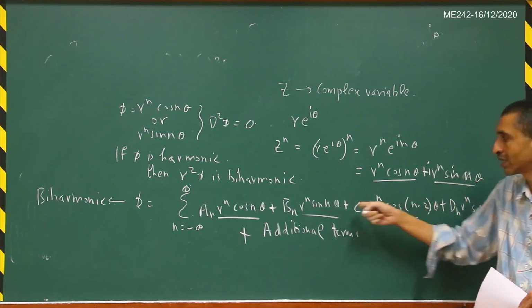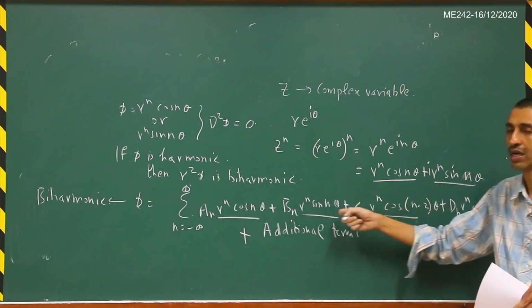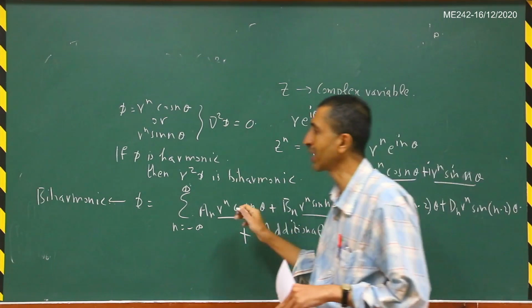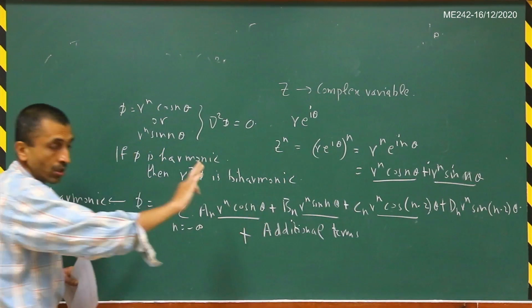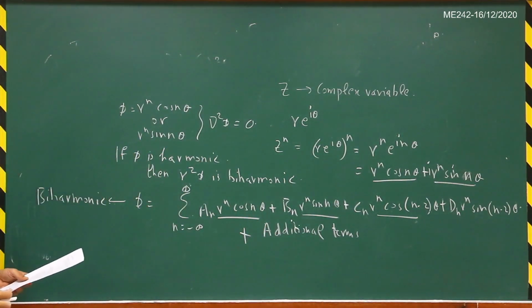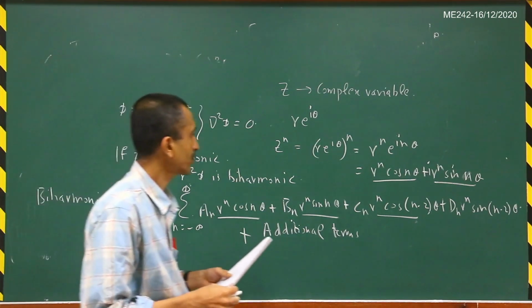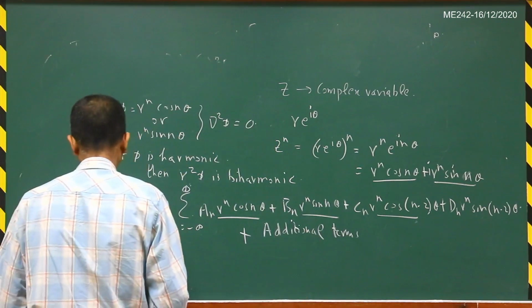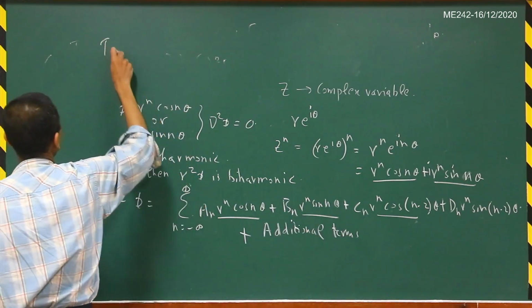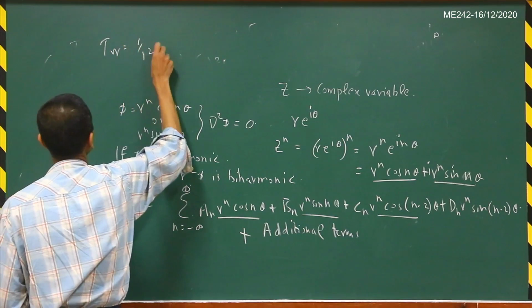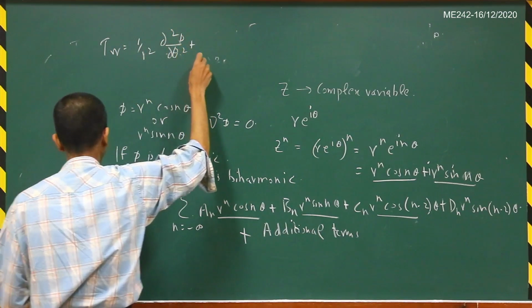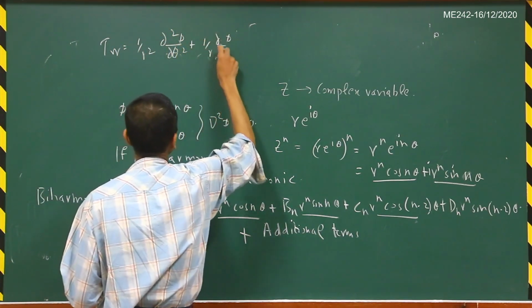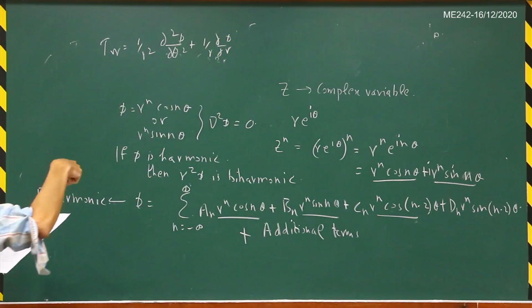So once we construct this full set, this is a fairly general solution to the biharmonic equation. There are additional terms also, but I will not go into those at this particular stage. Once you find this phi, then we will find tau_rr equal to 1 by r squared of del squared phi by del theta squared plus 1 by r of del phi by del r. Those equations I have already given you, but I am writing them again here.